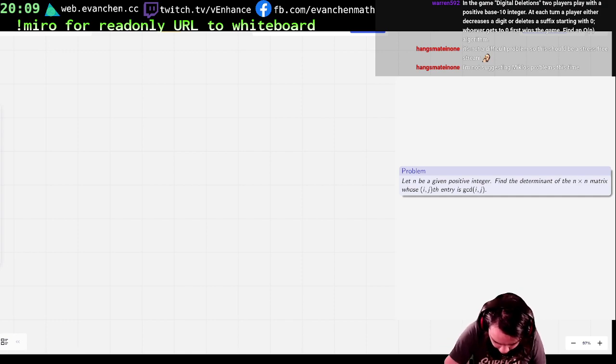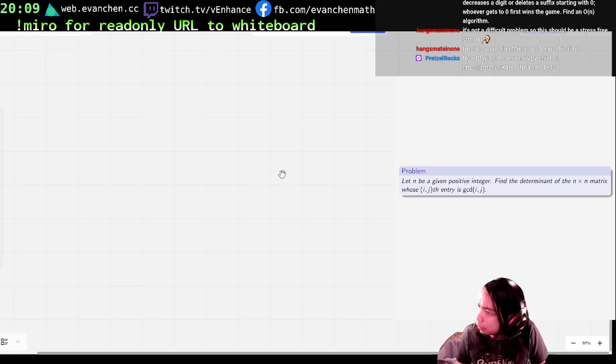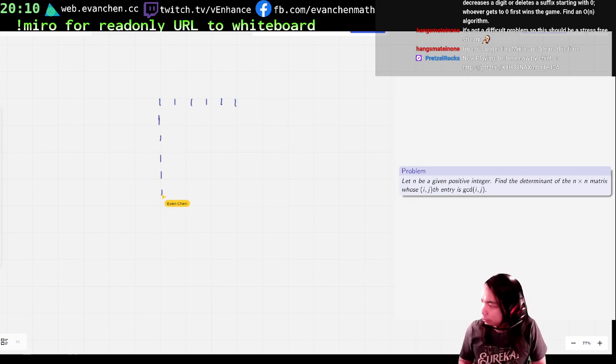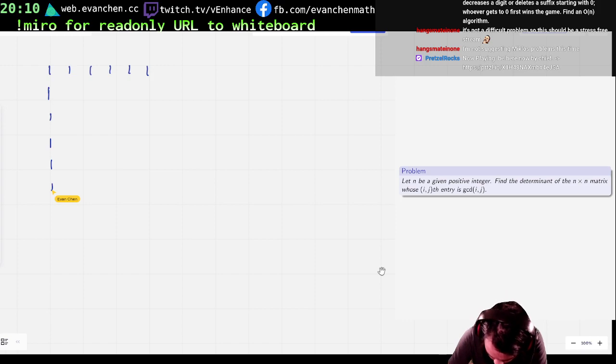I'm just going to first grind out a few small cases so I know what I'm dealing with. So, one, there's this column of ones. The GCD of 2 and 3 is 1, 1, 3. Oh, so there's a diagonal that looks like this.